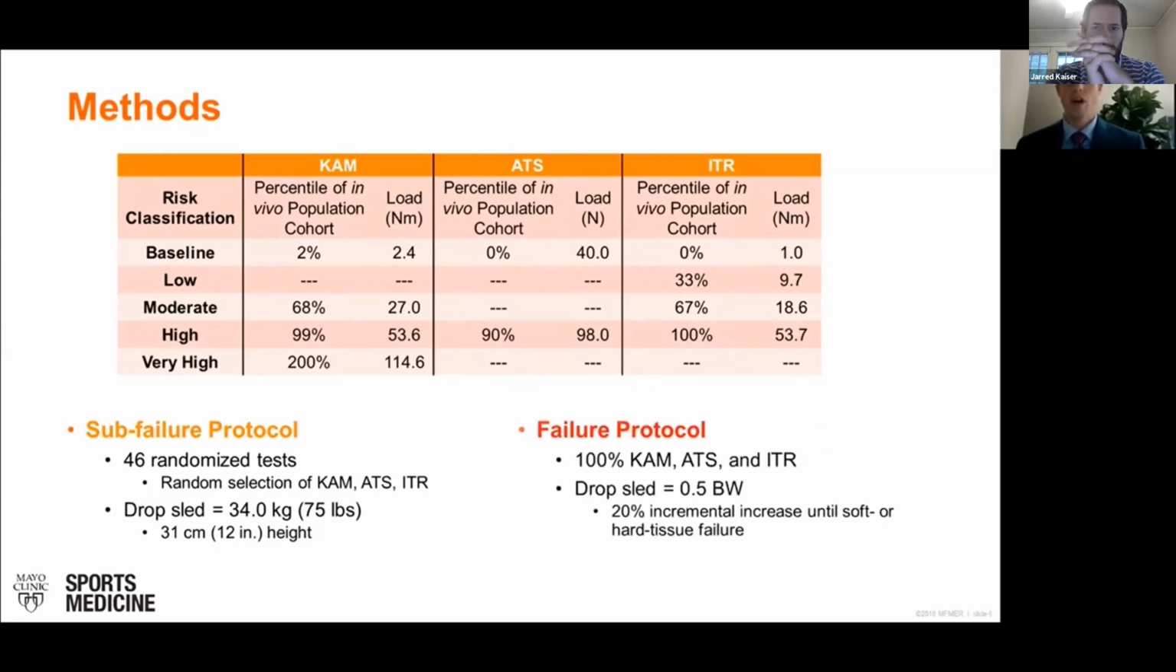In a failure protocol, if the specimen survived all of those previous randomized tests, we started out at the 100% rate for each of the 3 parameters, knee abduction, anterior shear, and internal tibial rotation, and the drop sled was placed at half of the specimen's body weight. And then testing would continue with 20% incremental increases until either soft or hard tissue failure occurred.